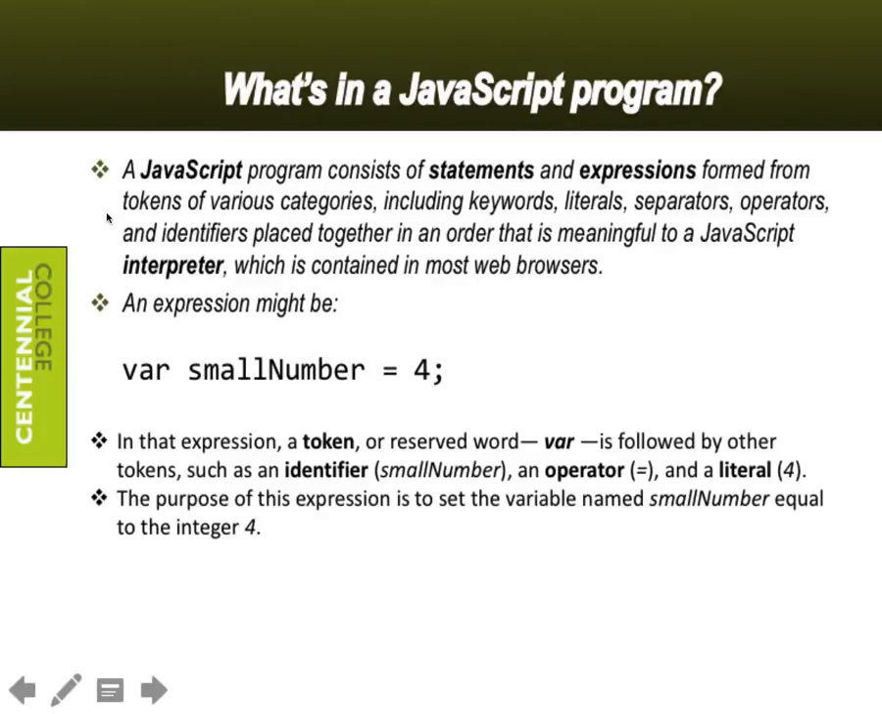We don't actually define the type. We don't say, like in C#, integer small number equals 4. We're using here our assignment operator, equals, to assign the number 4 into the memory location that we have an alias for. Small number is the alias for the memory location that we're assigning the number 4 to. We're actually putting the number 4 into that memory location, right?